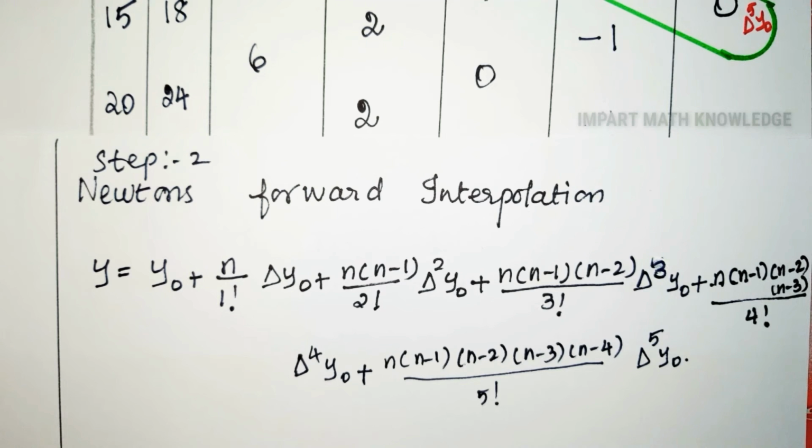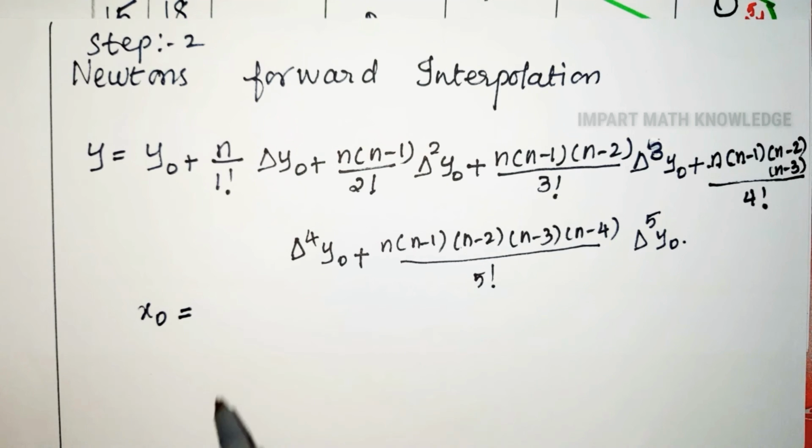Newton's formula for forward interpolation is y is equal to y0 plus n by 1 factorial del y0 plus n into n minus 1 by 2 factorial del square y0 plus n into n minus 1, n minus 2 divided by 3 factorial del cube y0 plus n into n minus 1, n minus 2, n minus 3 divided by 4 factorial del power 4 y0 plus n into n minus 1, n minus 2, n minus 3, n minus 4 divided by 5 factorial del power 5 y0.